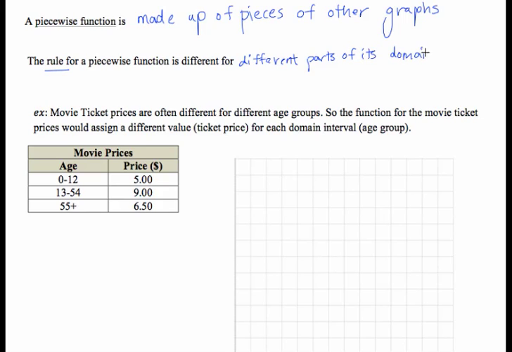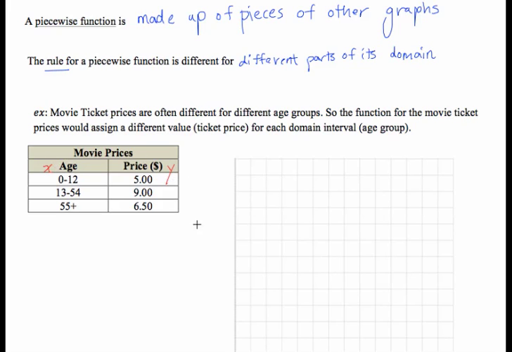Okay, and we're going to start by looking at an applied piecewise function because I think it will make a little bit more sense this way. So here's an example that you can all relate to. Movie ticket prices are different for different age groups. So the function for the movie ticket prices would assign different price values for different age groups, meaning different y values for different domain intervals. So I'm treating age as an x value here and price as a y value.